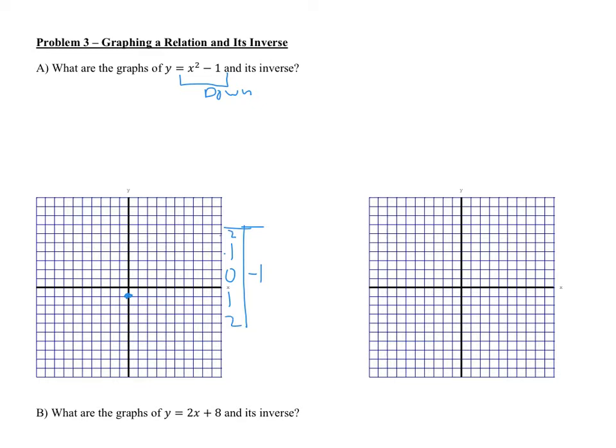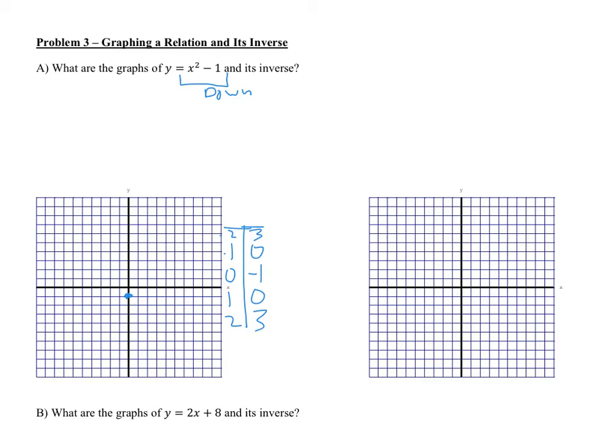This is where you just have to plug it into the equation. So -1 squared is 1. 1 minus 1 would give me 0. -2 squared would give me 4. 4 minus 1 would give me 3. 1 squared is 1. 1 minus 1 is 0. And 2 squared is 4. 4 minus 1 is 3.